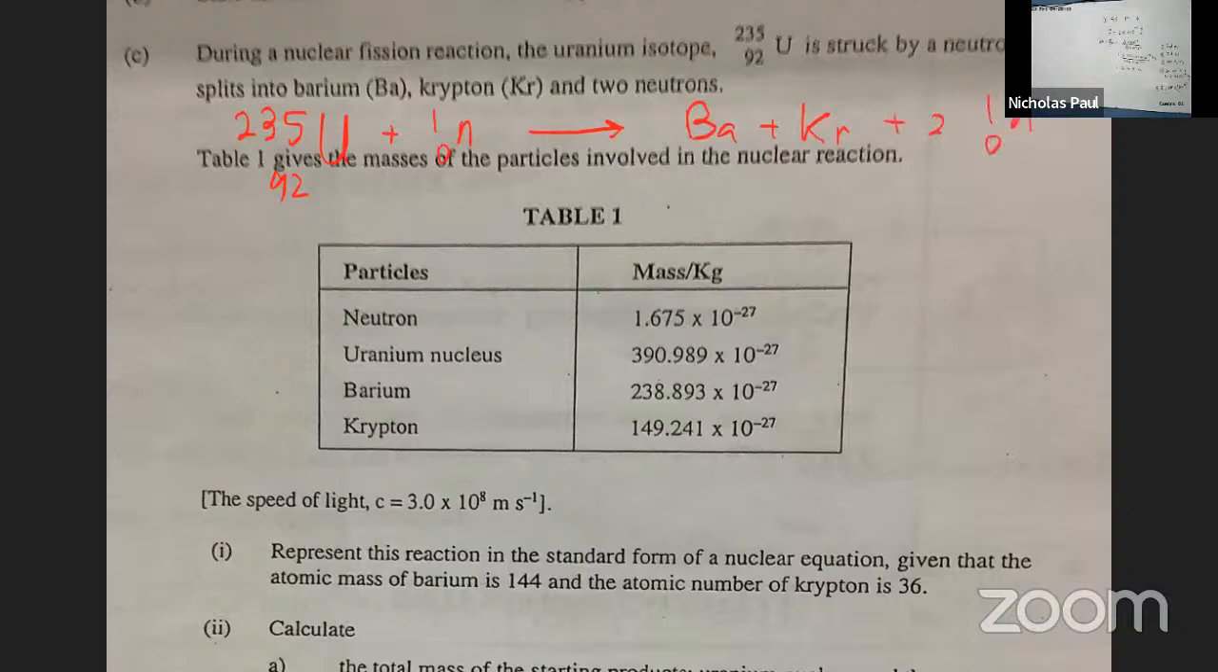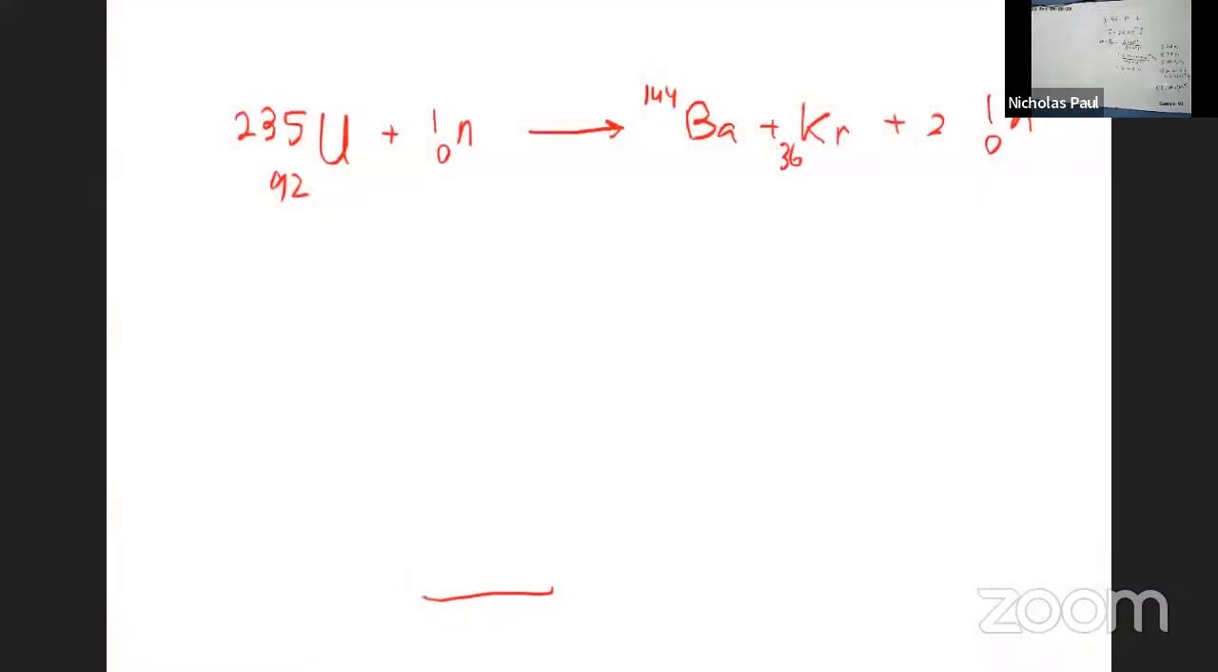2 neutrons. Right? You had most of that. Very good. What are the values they gave us? For barium, the atomic mass, 144. And the atomic number for krypton, 36. That's all they give us. We have to figure out the missing two values. Right here, missing a value. Right here, missing a value.